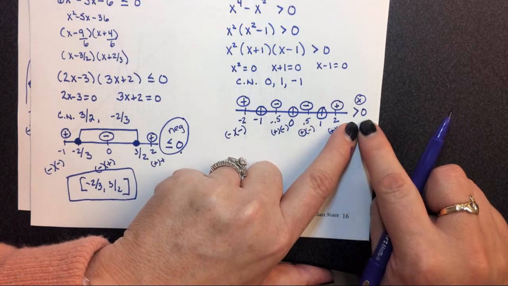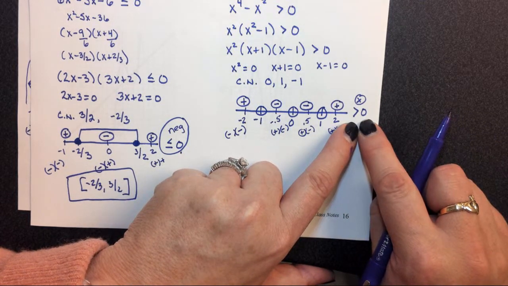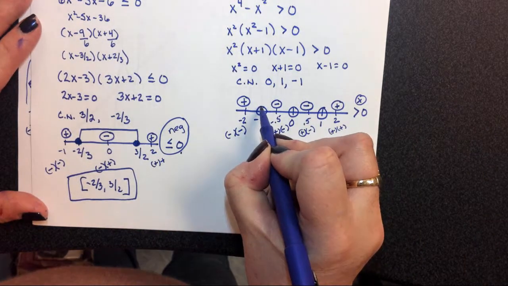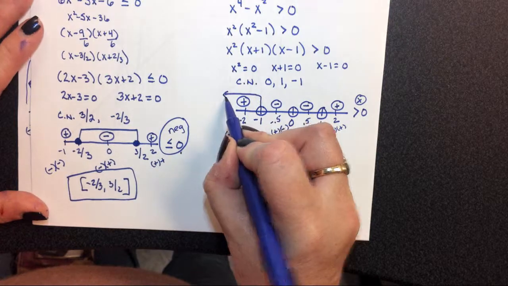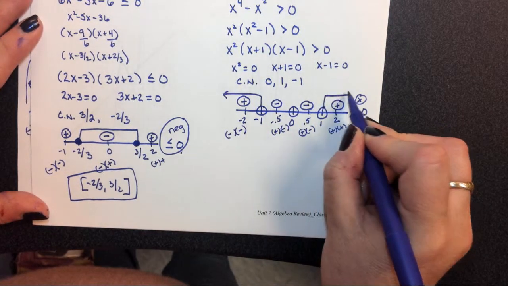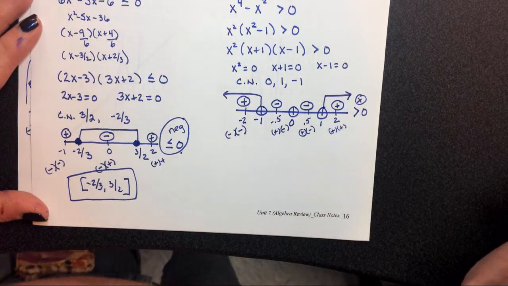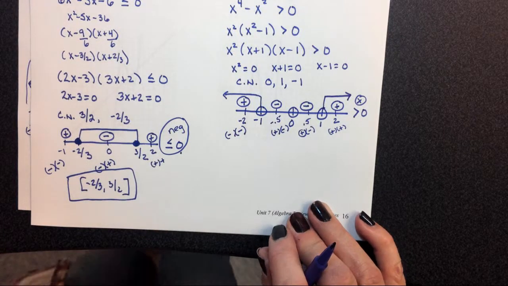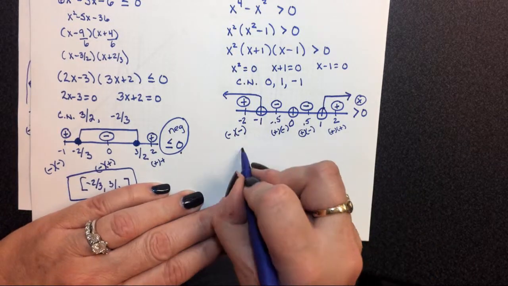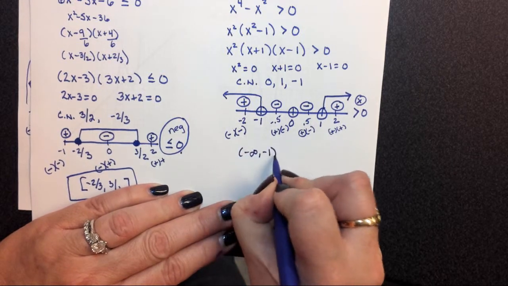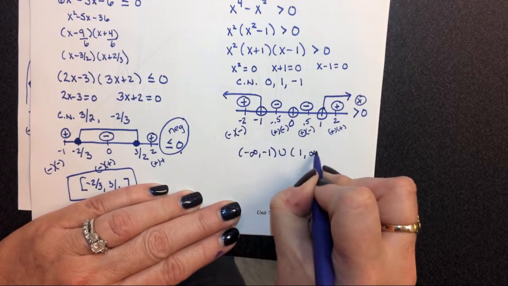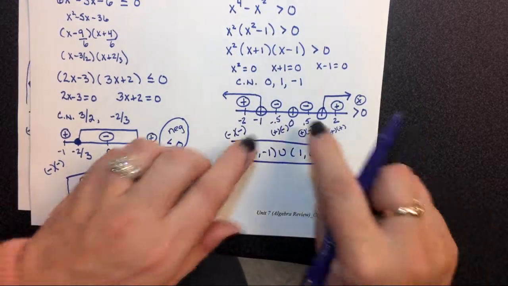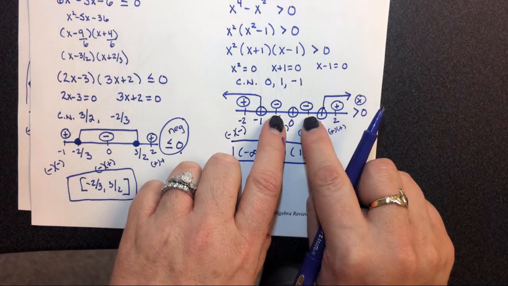Remind me again, what's going to be my solutions to this inequality? What am I looking for, positive intervals or negative? So my positive intervals came where it was less than negative 1 and where it was greater than 1. Am I going to use parentheses around my critical numbers or brackets? Parentheses. So it's going to be negative infinity to negative 1 and then 1 to infinity. No, because remember, the intervals around 0 are both negative.